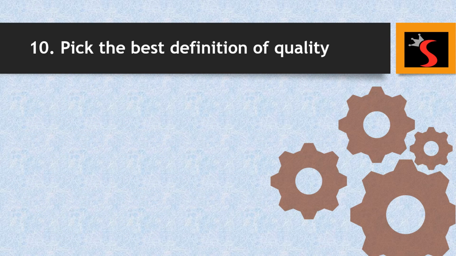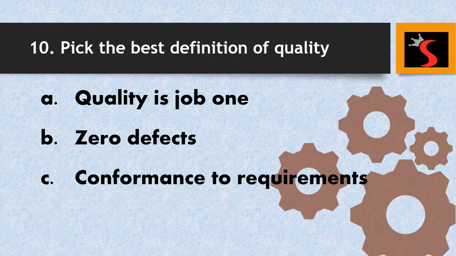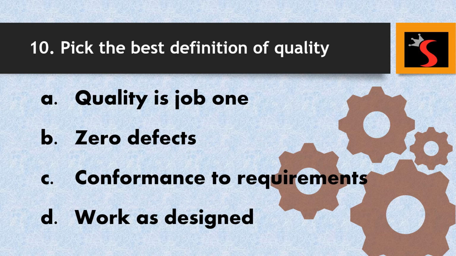Pick the best definition of quality. A. Quality is job 1. B. Zero defects. C. Conformance to requirements. Or D. Works as designed. And the right answer is option C.